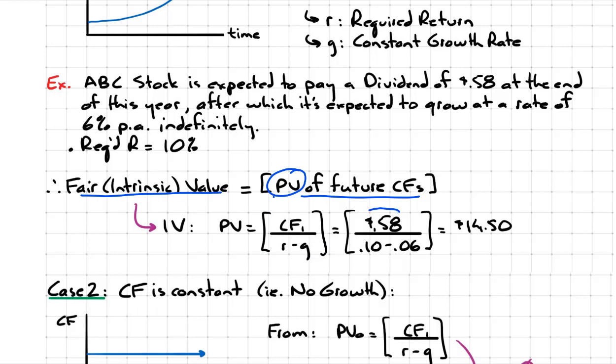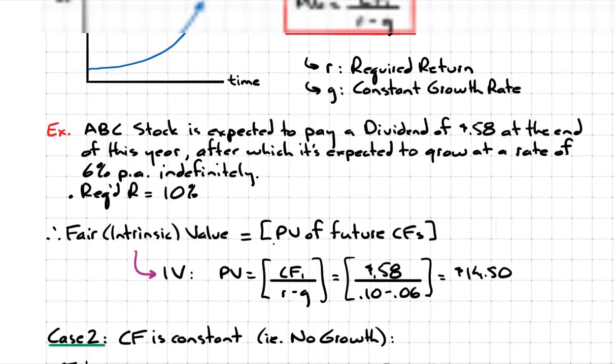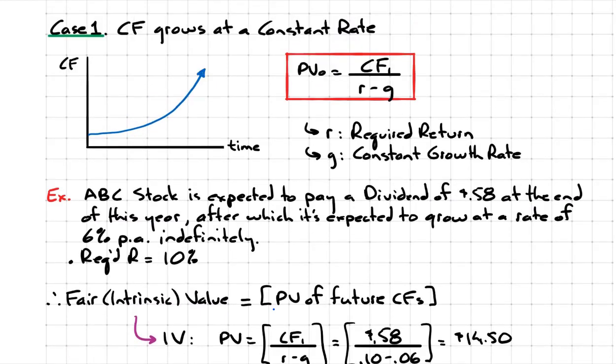And the first cash flow is 58 cents. This was given to us right here, 58 cents at the end of this first year. And then we divide it by the required rate of return minus the growth rate, which is 6%. So therefore, the value we get for the stock is $14.50. So let me just work backwards here, or sum this up for you. For a cash flow stream that grows at a constant rate forever, and with the first cash flow being 58 cents, this entire stream today would be worth that $14.50.